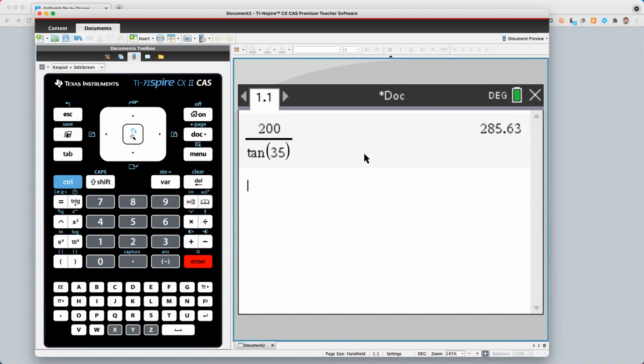285.63 metres away. Will Horatio make it to the cliff? No, probably not. Not unless the drift is good enough to get Horatio to the cliff, because the engine will cut out after 150 metres. Okay, so I'll go back to the screen and talk to you about that in a second. Just a quick bit of GDC work then.